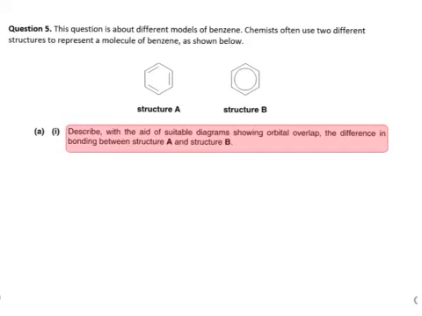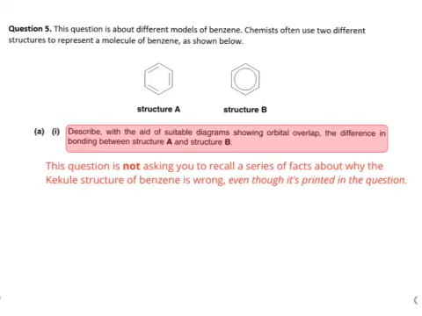So they want us to describe with the aid of suitable diagrams showing orbital overlap the difference in bonding between structure A and structure B. So let's just clear up that this question is not asking you to recall a series of facts about why the Kekule structure, which obviously is structure A, of benzene is wrong, even though it's been printed in the question. And I think that's where a lot of people possibly got a bit confused.